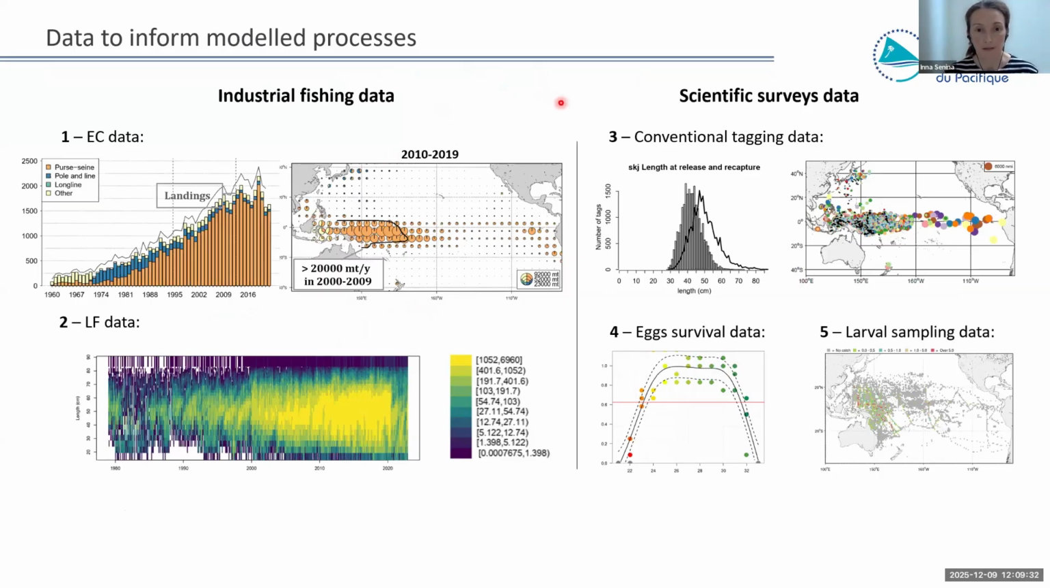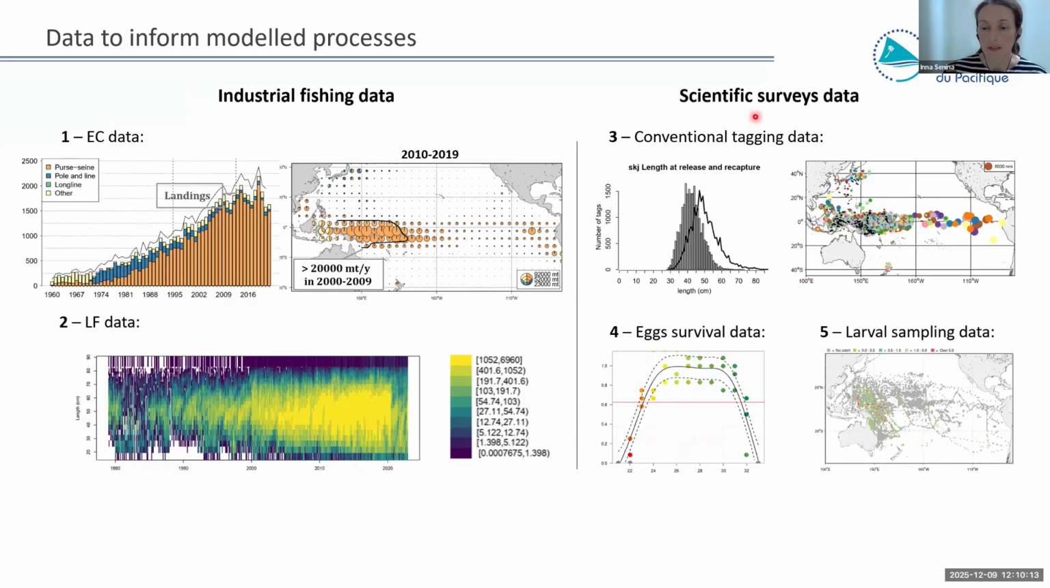Two types of data are generally used in CPDIM to inform parameters: industrial fishing data and scientific survey data. Industrial fishing data include catch and effort data, historical, and ideally they should be complete. So the georeferenced data should match the total landings, and the length frequency data, which are also georeferenced but at a lower spatial resolution, like 5x5 or 5x10 regions, but we have a good time series of those.